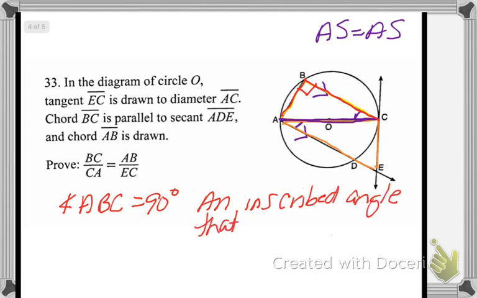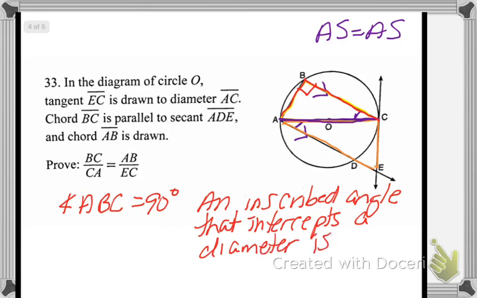that intercepts a diameter is 90 degrees. Okay, and the reason for that, just in case you forgot, is it ends here and here, meaning, we get one more color, that the arc, which is this piece here, is 180 degrees, so it's intercepting an arc of 180. An inscribed angle is half of the arc it intercepts, so that means that it's 90.